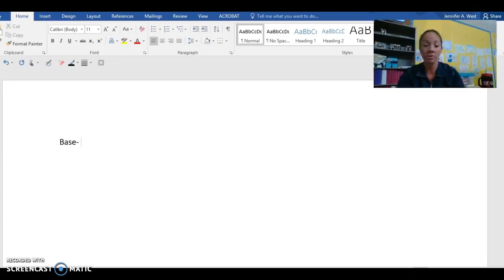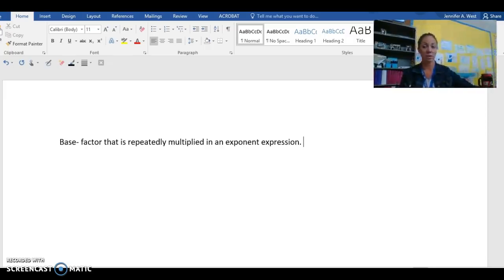So our first vocabulary word is base. And a base is the factor that is repeatedly multiplied in an exponent expression. All right, so make sure you get that in your notes. The base is the factor that is repeatedly multiplied in an exponent expression.